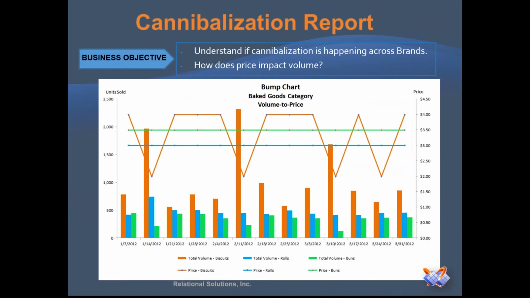Cannibalization reports, obviously those are very necessary. This is an example where we're looking at biscuits versus rolls versus buns. And the lines up top here are showing pricing. This orange line represents the price of biscuits, just like the orange bar here is representing the volume of biscuits. And obviously, when the price comes down, the volume goes up. You're also able to see if the price comes down, what happens to our sales of rolls and buns. Are we cannibalizing our own sales?